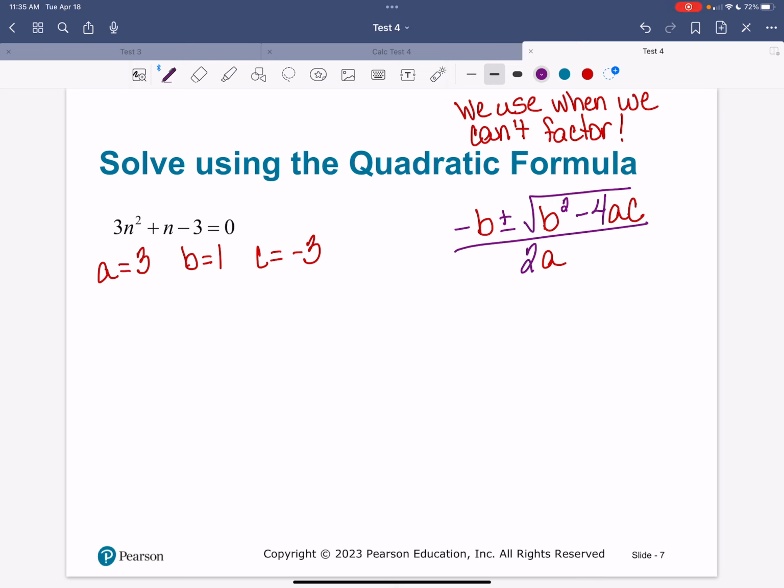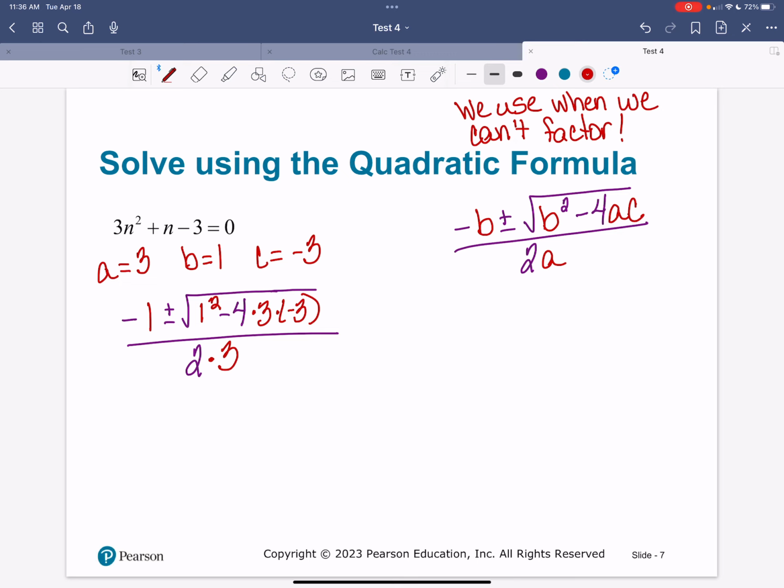So I'm going to have negative. What's my b value here? 1. Good. And then I have plus or minus the square root. b squared is 1 squared, minus 4. My a value is 3. What's my c value? Good. And all of this is over 2 times 3.